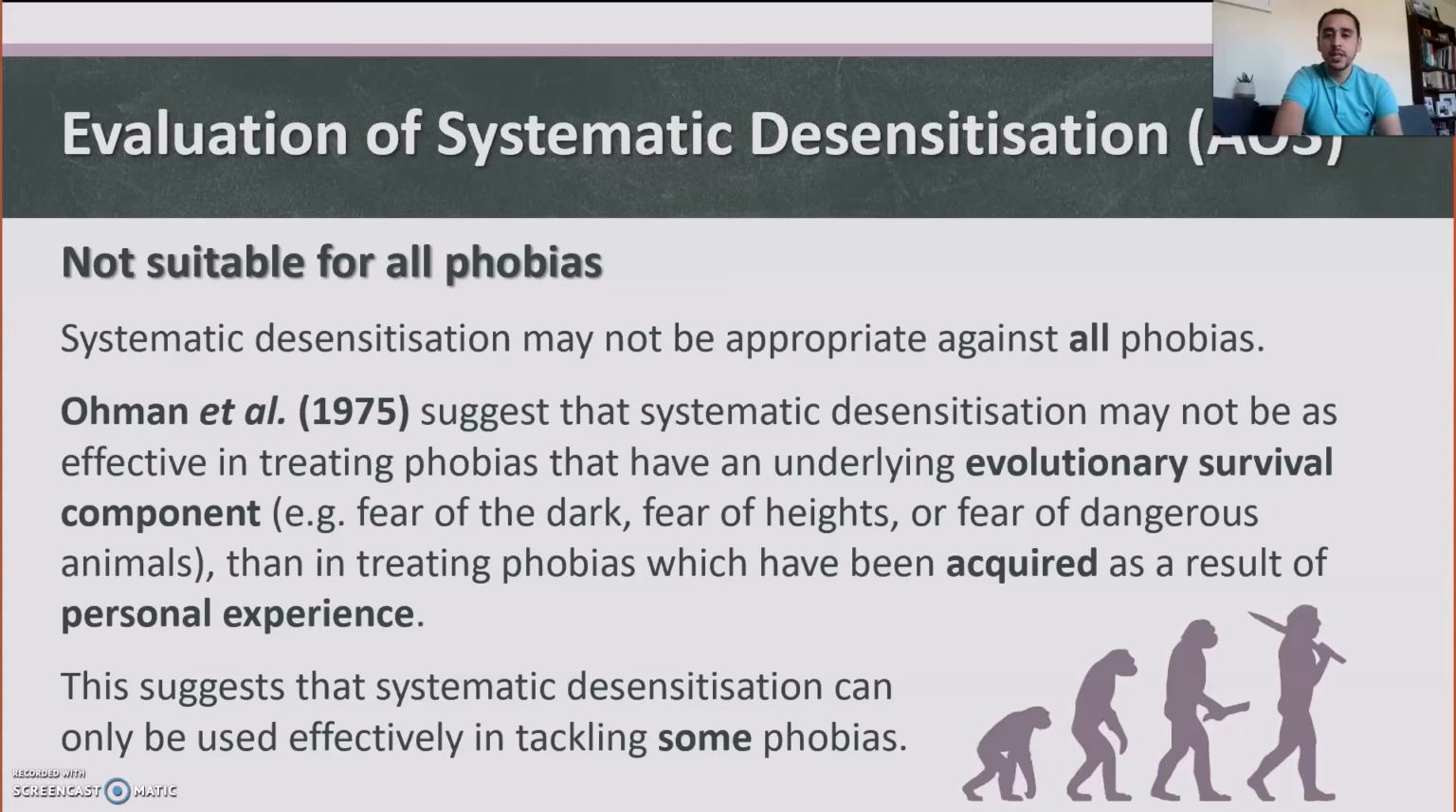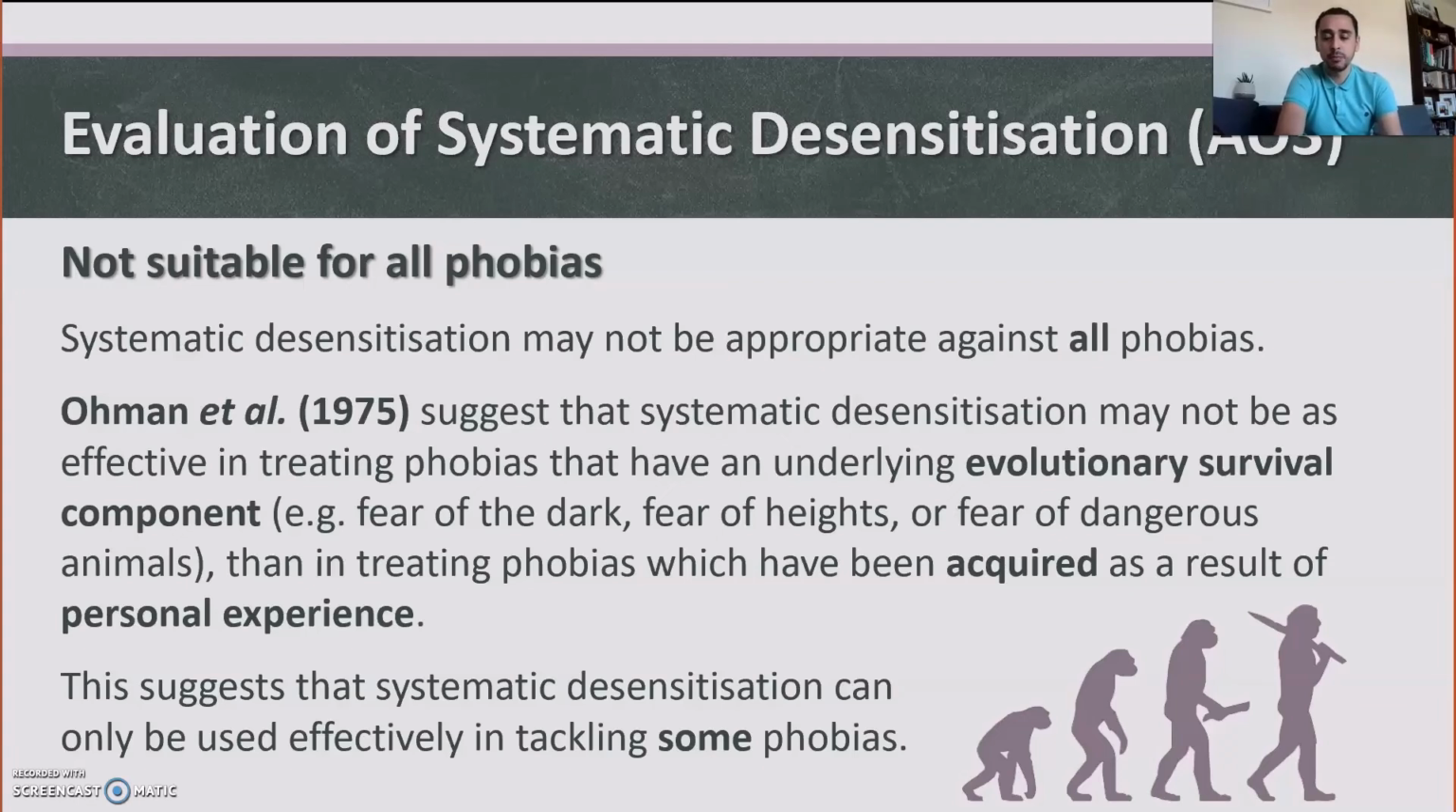Ohman et al. suggests that systematic desensitization may not be as effective in treating phobias that have an underlying evolutionary survival component, for example fear of the dark, fear of heights, fear of dangerous animals, than in treating phobias that have been acquired as a result of personal experience. This suggests that systematic desensitization can only be used effectively in tackling some phobias.